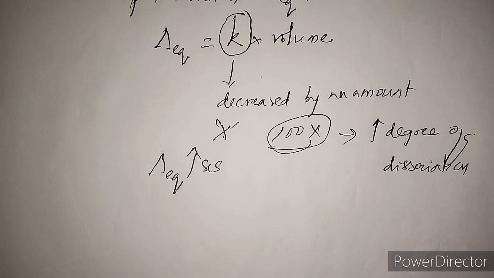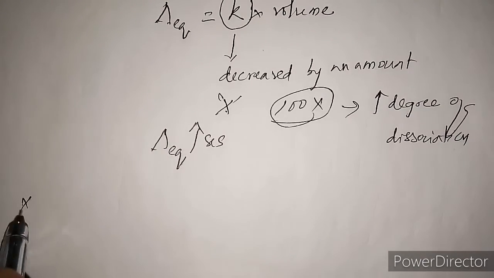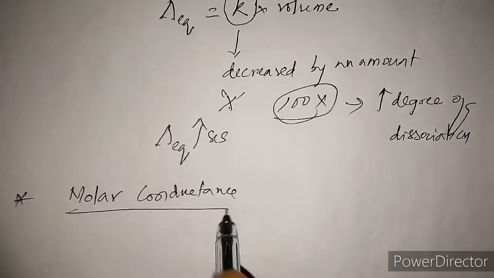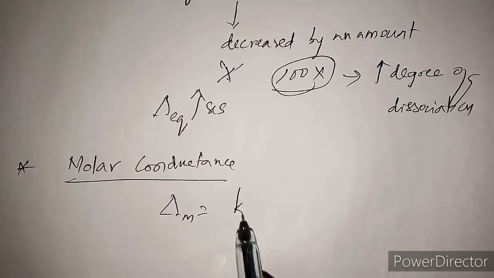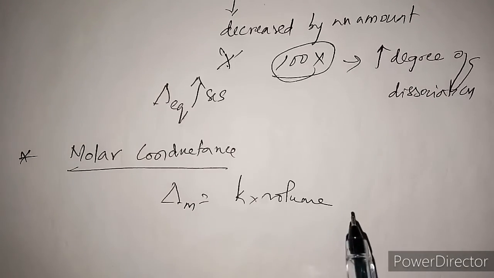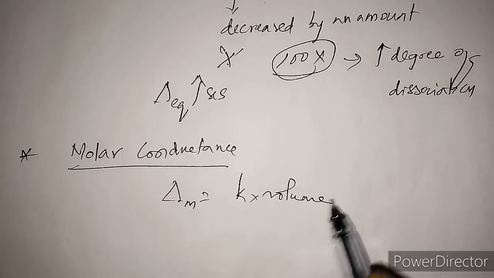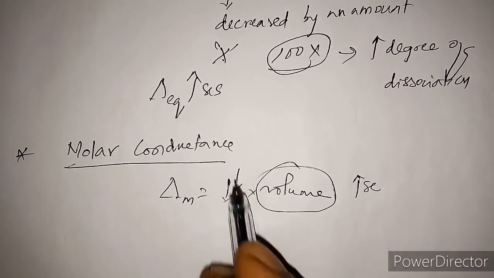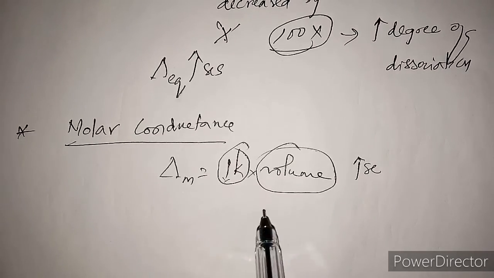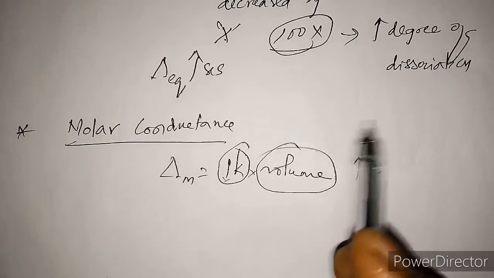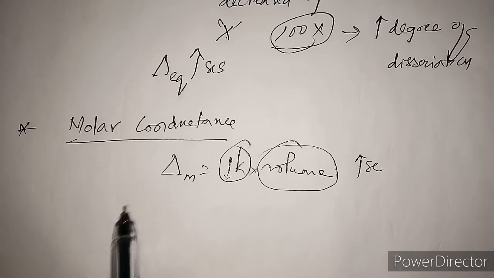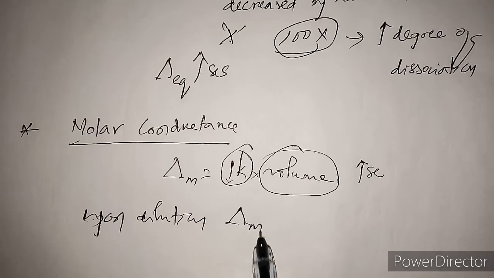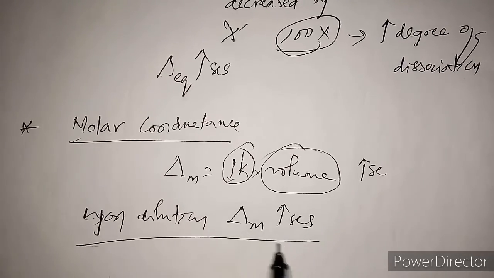Now molar conductance. This is also a product of kappa and volume. The concentration is constant, but upon dilution, increasing the volume, the specific conductance decreases, which is compensated by increasing the volume due to the degree of dissociation. The same explanation applies here also. So the conclusion is that upon dilution, the molar conductance increases.